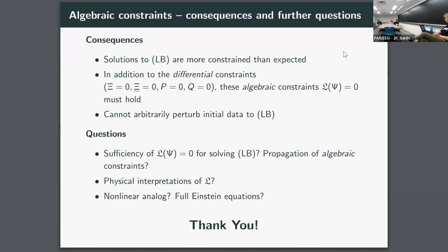Yes, the map is really interesting. It's just this kind of thing where, if you're trying to show that these constraints propagate, you get these leftover terms, and so they must vanish.